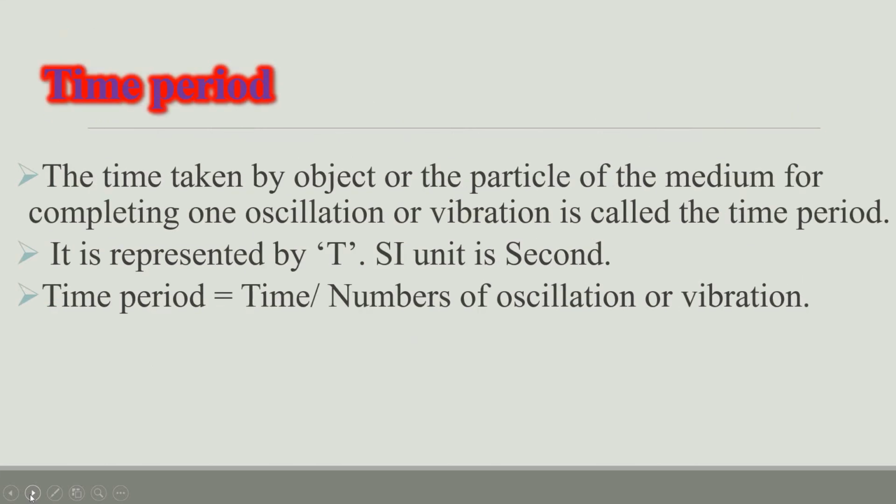The next is time period. The time taken by an object or the particles of the medium for completing one oscillation or vibration is called the time period. It is represented by capital T and its SI unit is second. Time period is equal to time upon number of oscillations or vibrations.